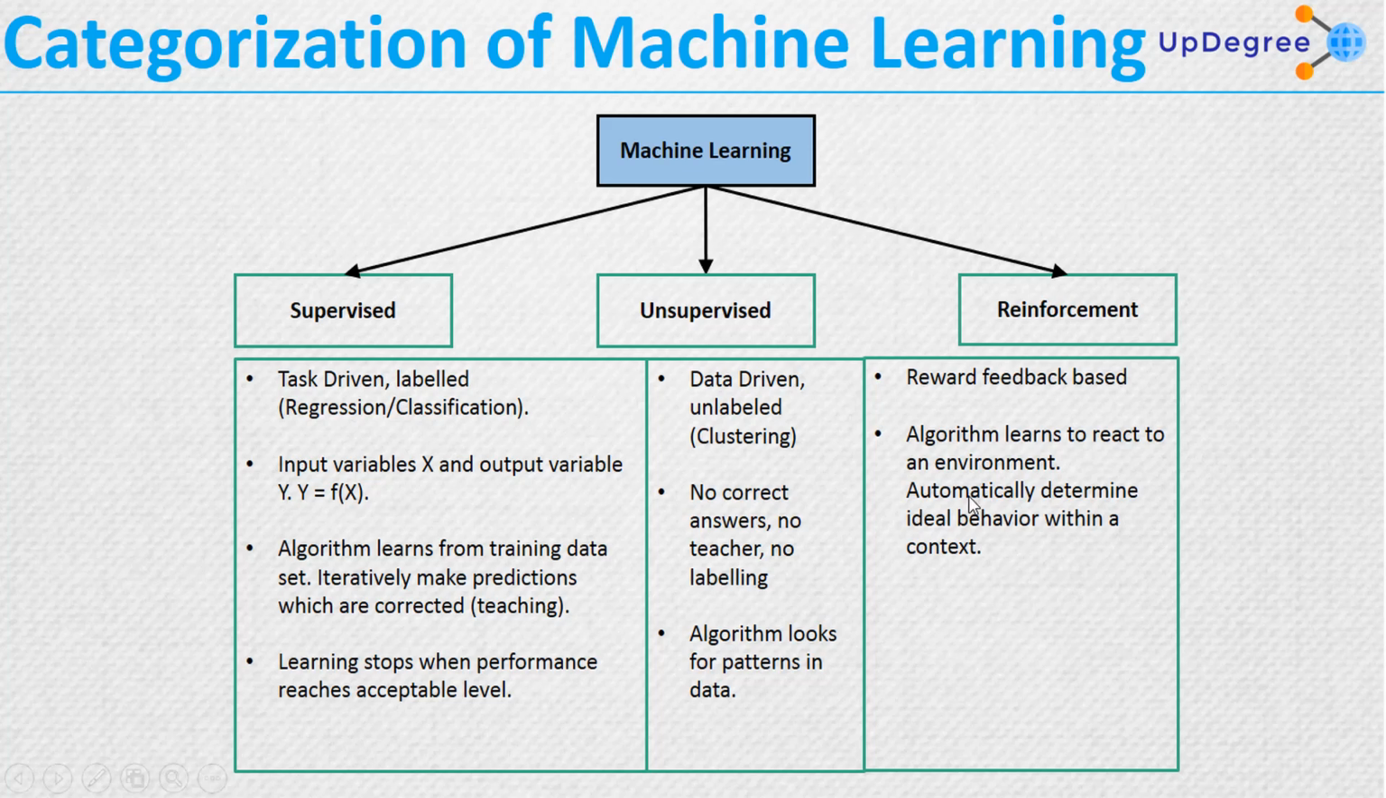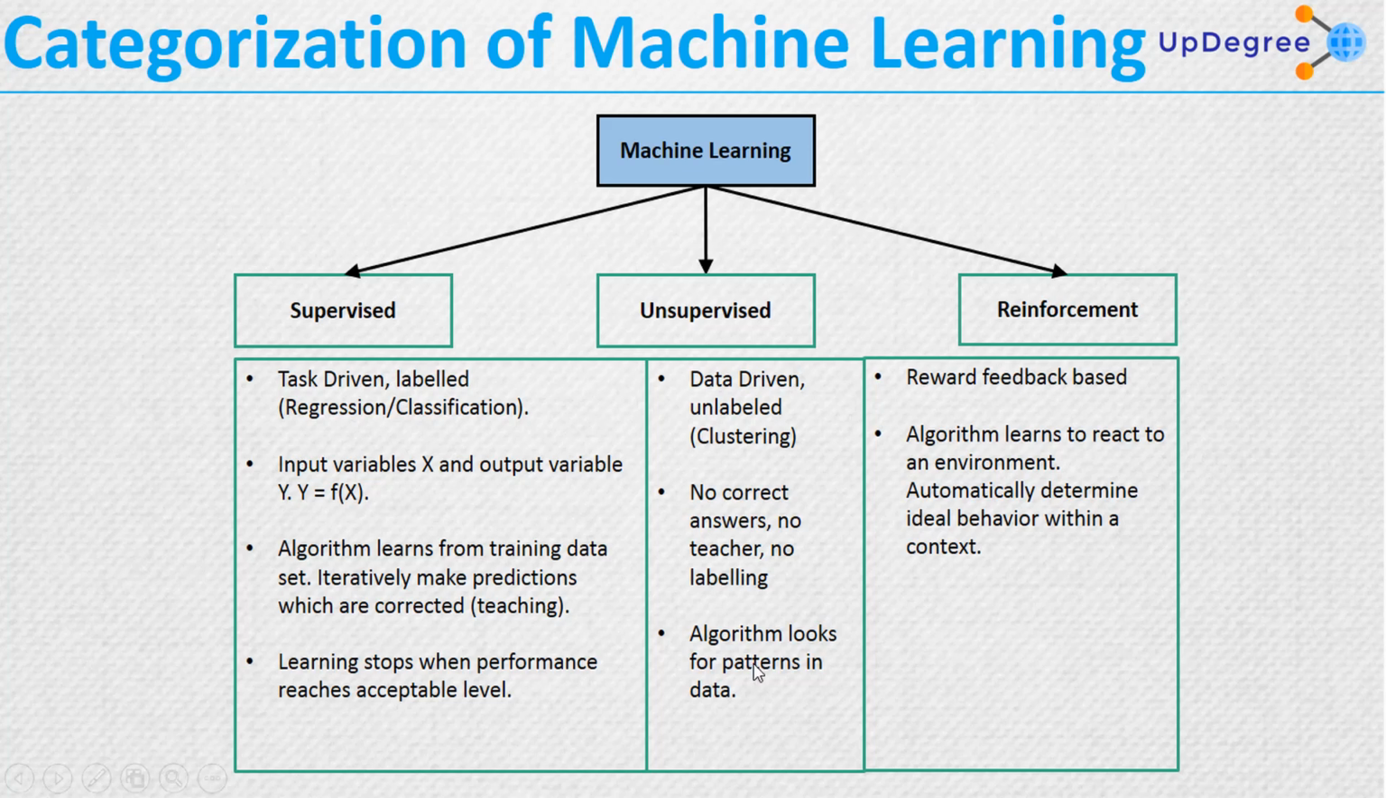But in the case of unsupervised learning, it is data driven and unlabeled. That means here we don't have any output column. So no correct answers, no teacher, no labeling. There is no labeling, there is no teacher, and there is no correct answer possible. An algorithm looks for patterns in the data. In unsupervised learning models, the pattern will be recognized in our dataset.